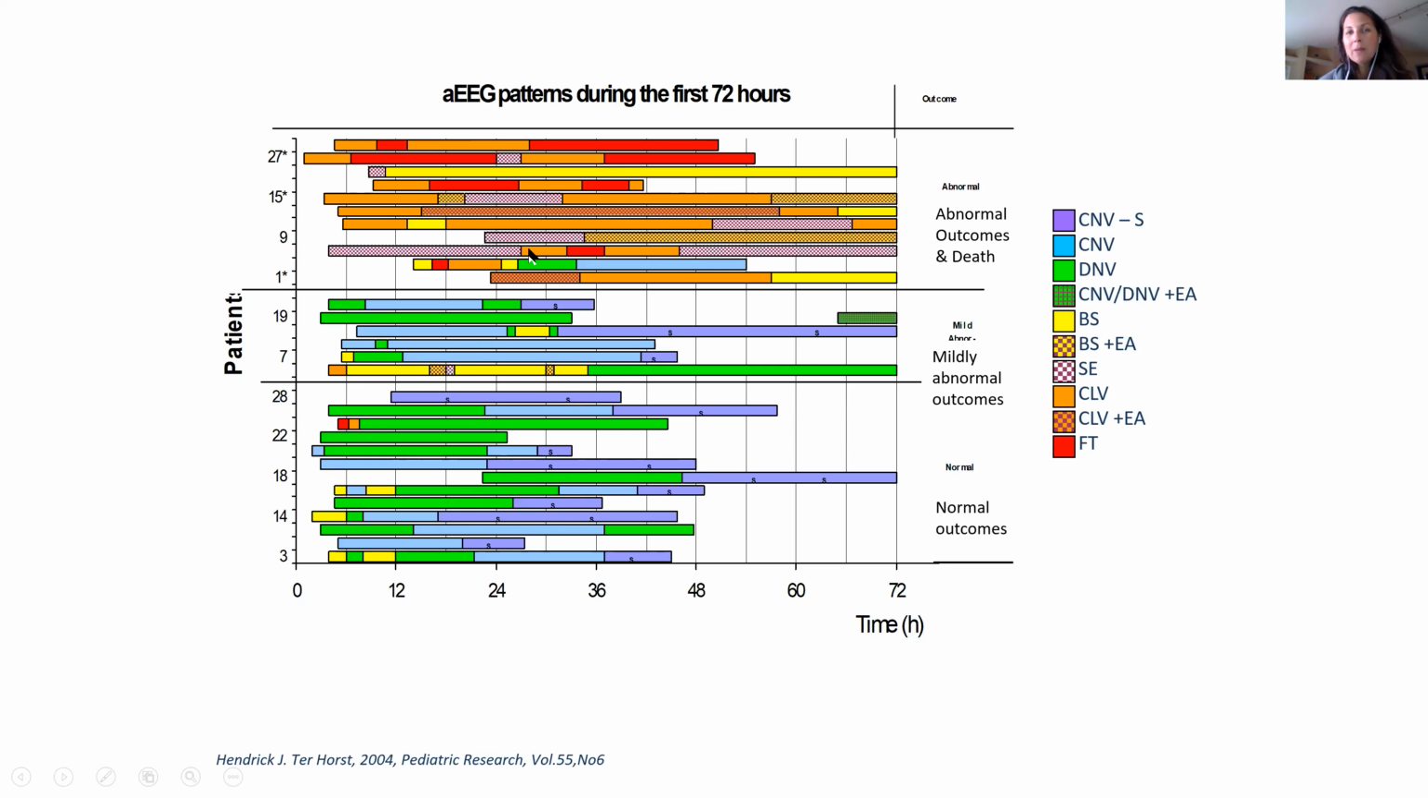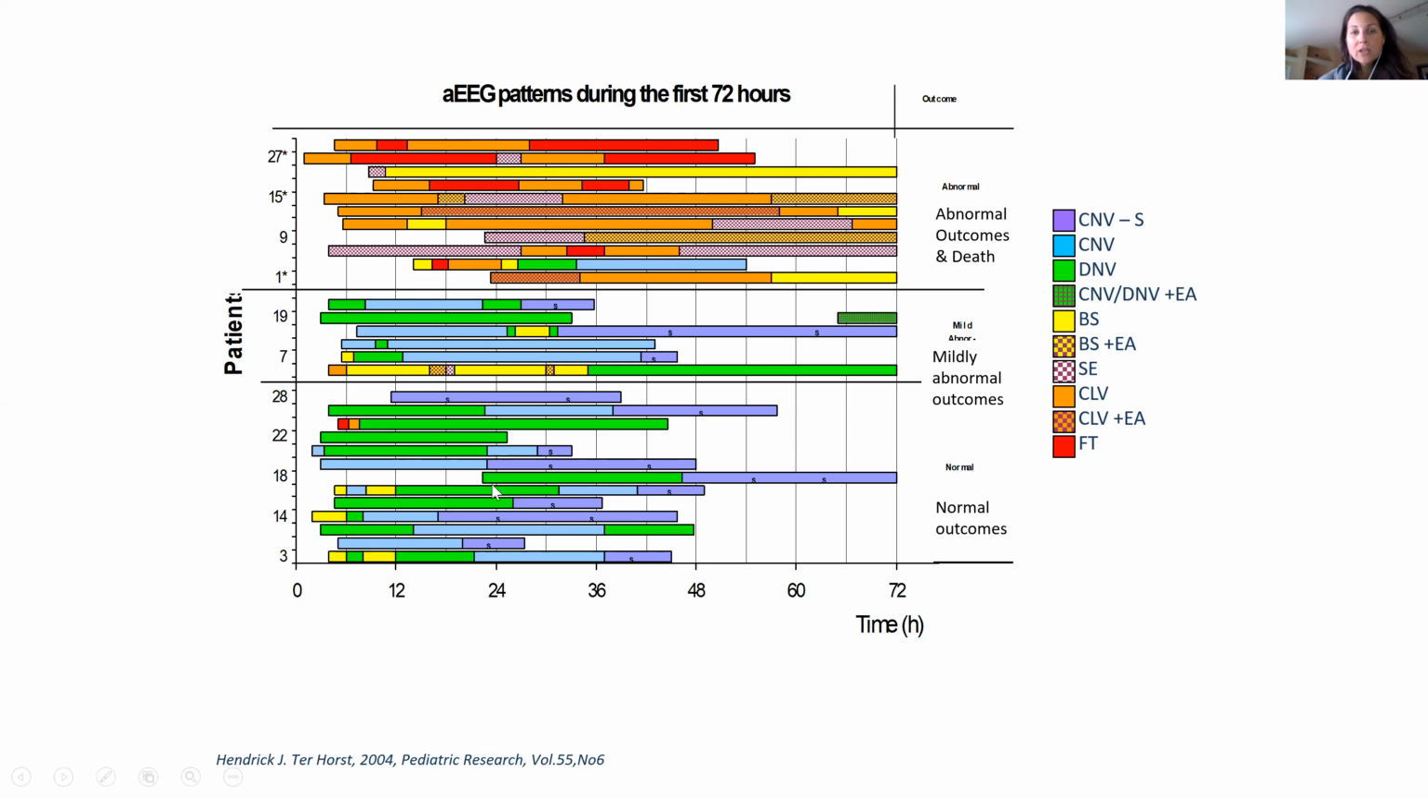But then look at the babies who had poor outcomes. Oranges and reds, seizures, yellows, orange and red. So burst suppression, continuous low voltage, flat tracing, seizures, seizures, seizures. You see nothing but checkerboards all over here. And this was again uncooled babies.